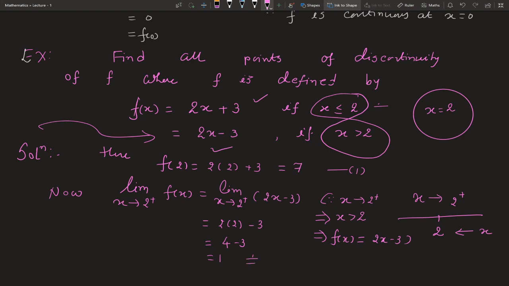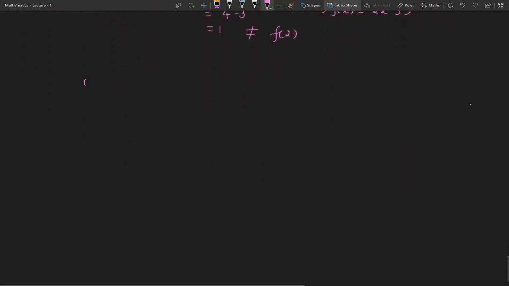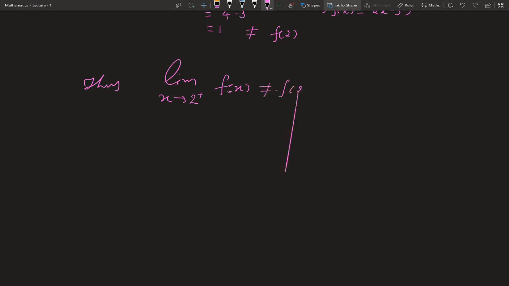This is not equal to f of 2. Thus limit x tends to 2 plus, right hand side limit, not equal to f of 2. Limit x tends to 2 plus f of x not equal to f of 2.